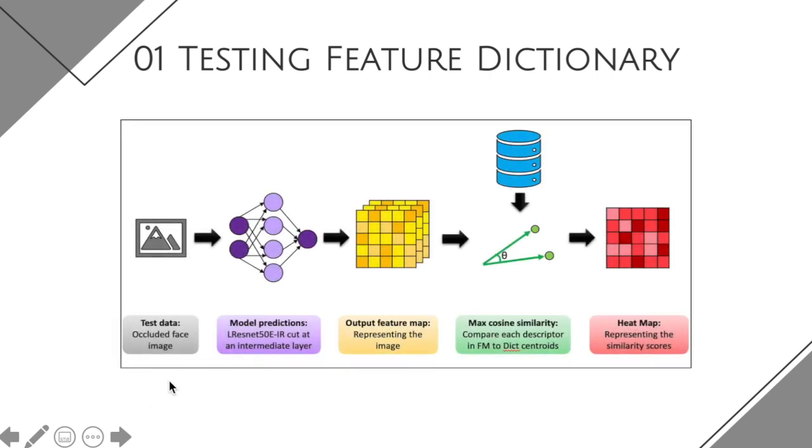Here, in this pipeline, we have a test image, which is an occluded face image. Again, it's passed to the same model, cut at the intermediate layer. We get the feature map representing the image. Now, with this feature map, we take our feature dictionary and calculate the maximum cosine similarity between each descriptor in the feature map and the dictionary centroids. Hence, we get a heat map, which represents the similarity scores between these two.